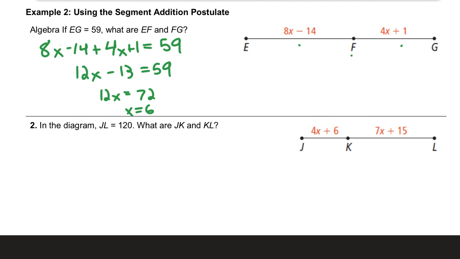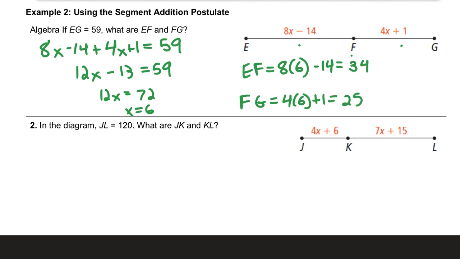But I didn't ask for what x is. I asked for what EF and FG are. So to find EF, I substitute 6 for x. So that becomes 48 minus 14. EF is 34. FG, 4 times 6 plus 1 equals 25. And this should make sense because 34 plus 25 ends up being 59. So it's understanding the equation we have to set up and the values we have to find. We may have to substitute back in to find those values.